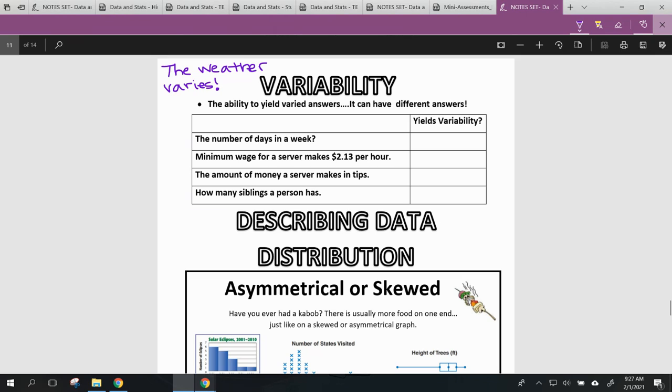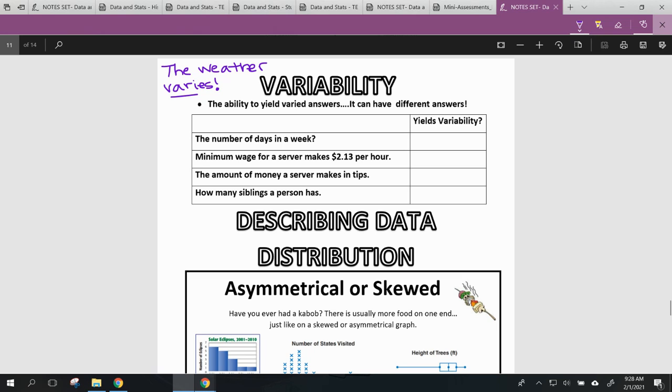We were in basically shorts and t-shirts, and then it snowed 2 inches. The weather varies. The weather can be different. What we eat on a daily basis varies.